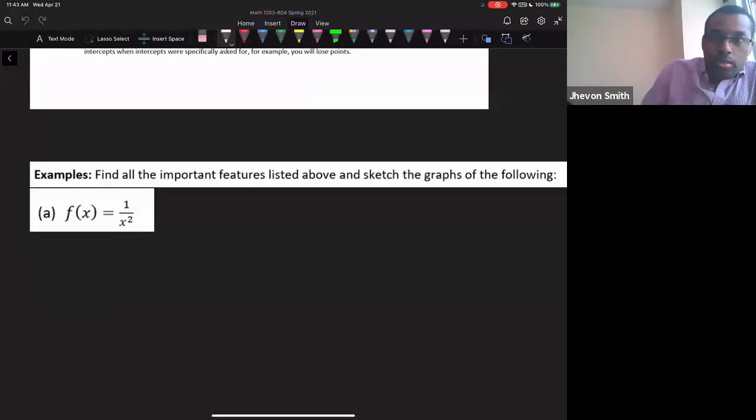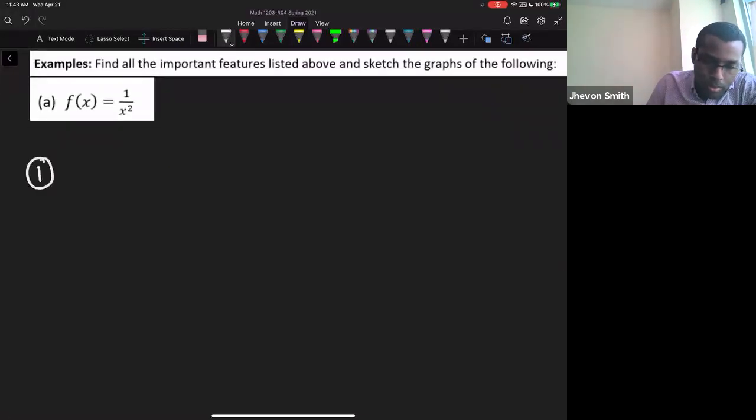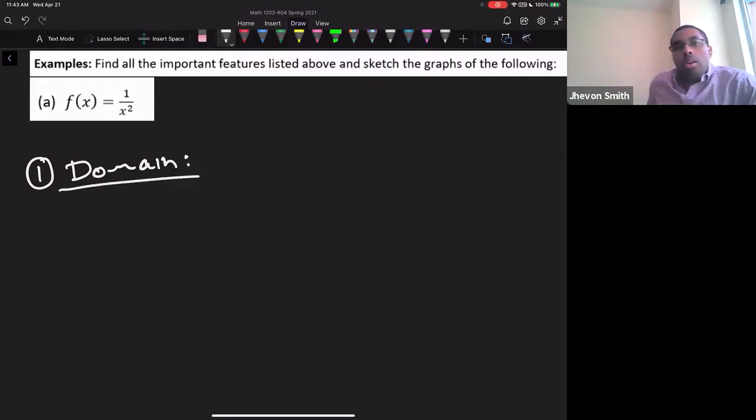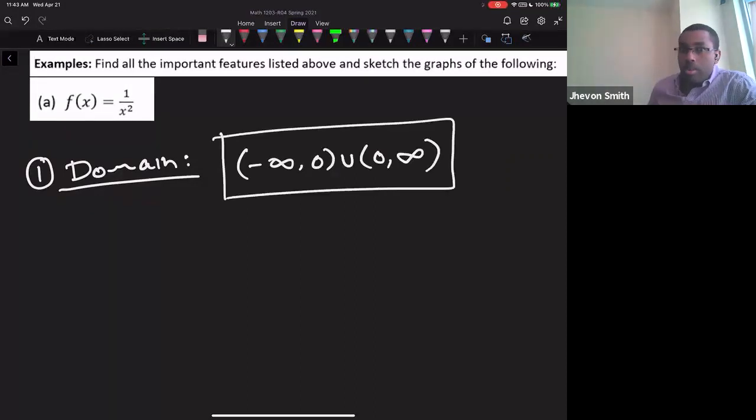So first thing you're going to do, step 1, is to pay attention to what the domain is. So that's what we're going to do. Step 1. What is the domain? Well, as long as the denominator is not 0, this is going to be okay. So the domain is going to be everything except 0. All right, cool. That's it.